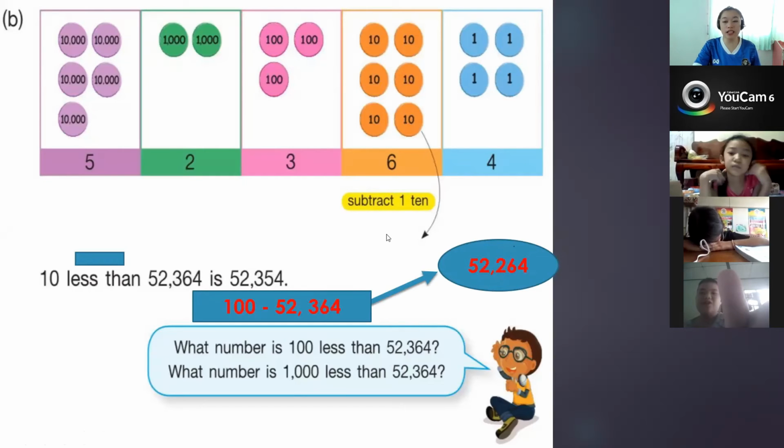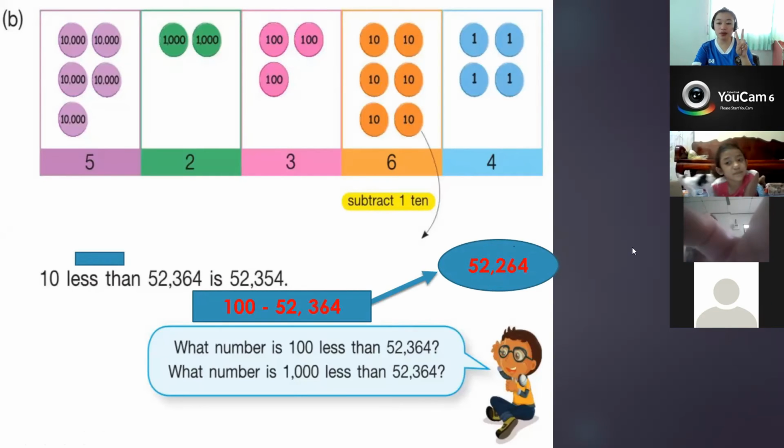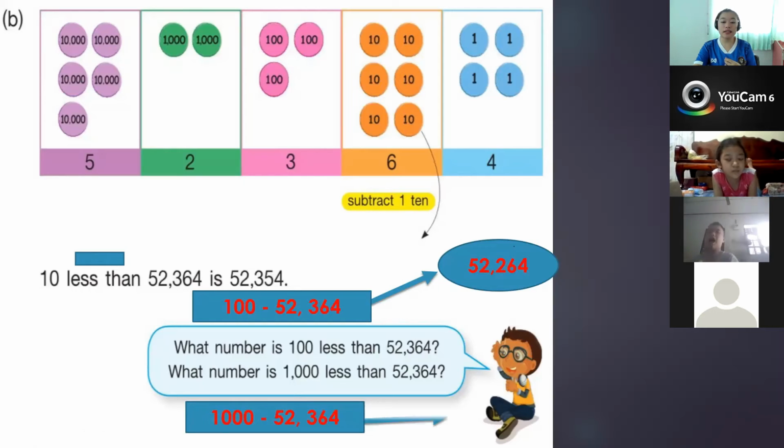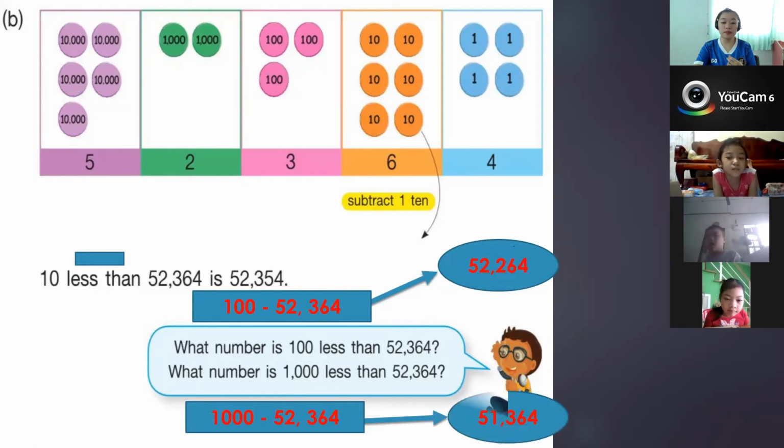Okay, so let's proceed to question number 2. What number is 1,000 less than 52,364? So we have the statement 52,364 minus 1,000 is equal to 51,364. Okay, so those are the statements that we have.